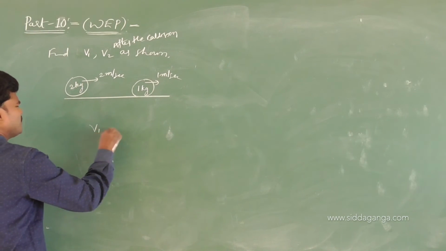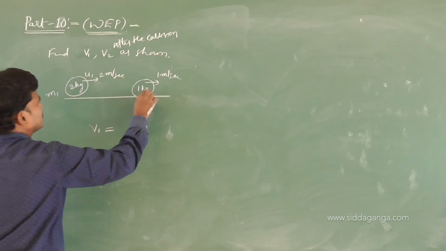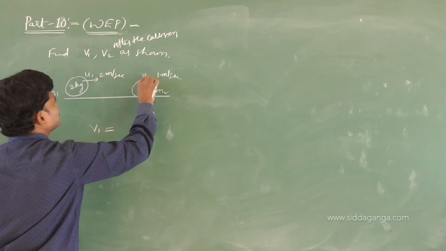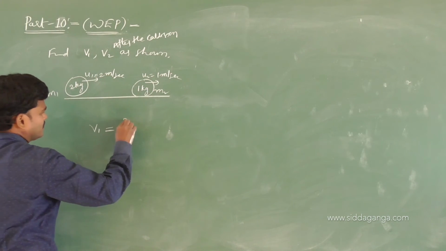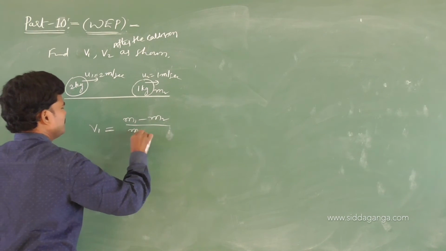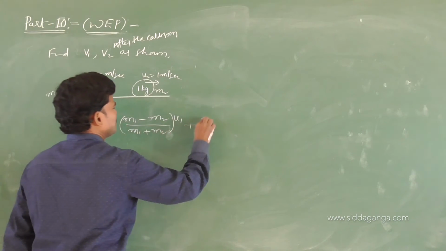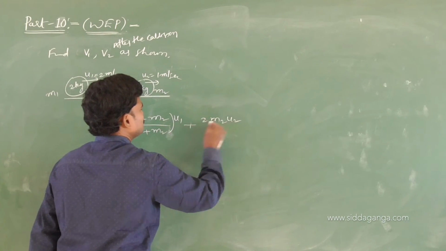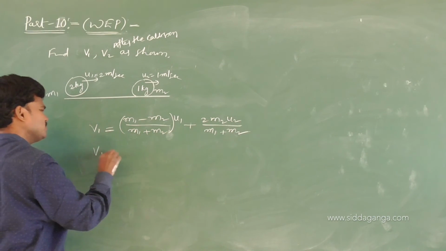So what is our V1 formula? Take this is M1 and this is U1, this is M2, U2. What is our V1 formula? Remember, M1 minus M2 by M1 plus M2, U1 plus 2M2 U2 by M1 plus M2. You have to remember this formula.